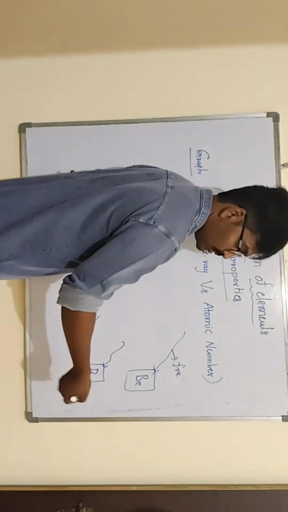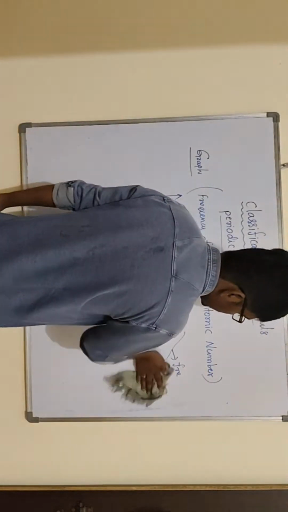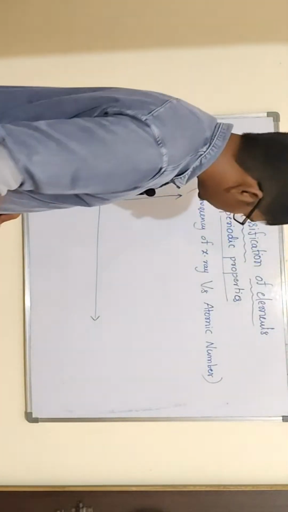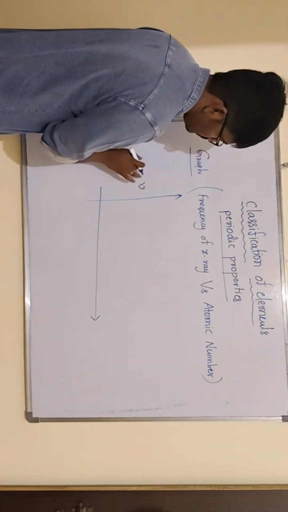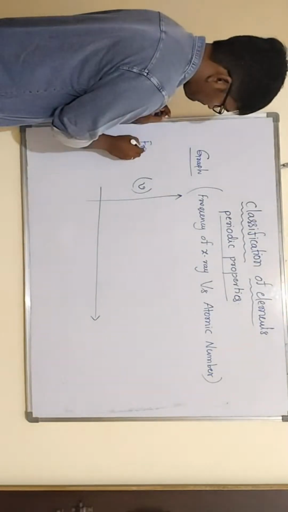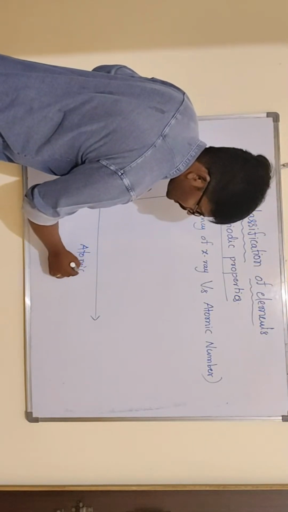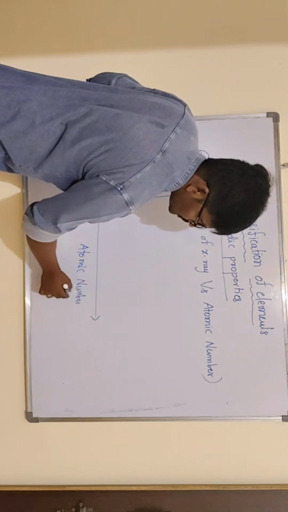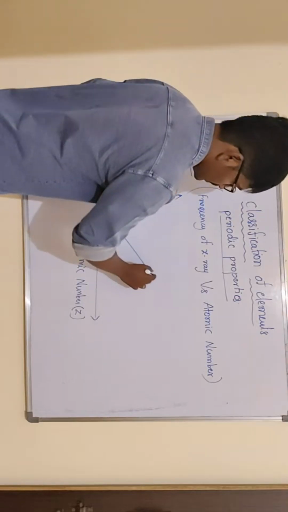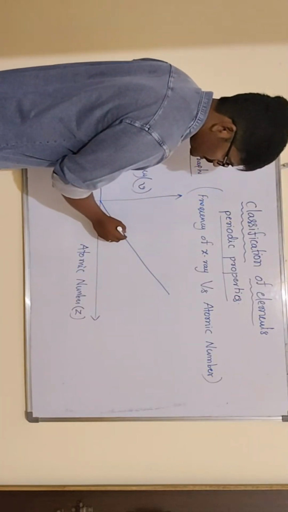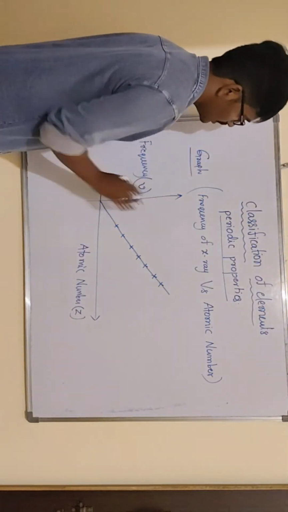Then as every atomic number increases, the frequency of X-rays also increases. So based on that, he took the frequency of X-rays on one axis. This is the frequency, and this is the atomic number, that is Z. Then he got a straight line like this. So what happens there? For every element, as the atomic number increases, the frequency of X-rays also increases. This is the graph for them.